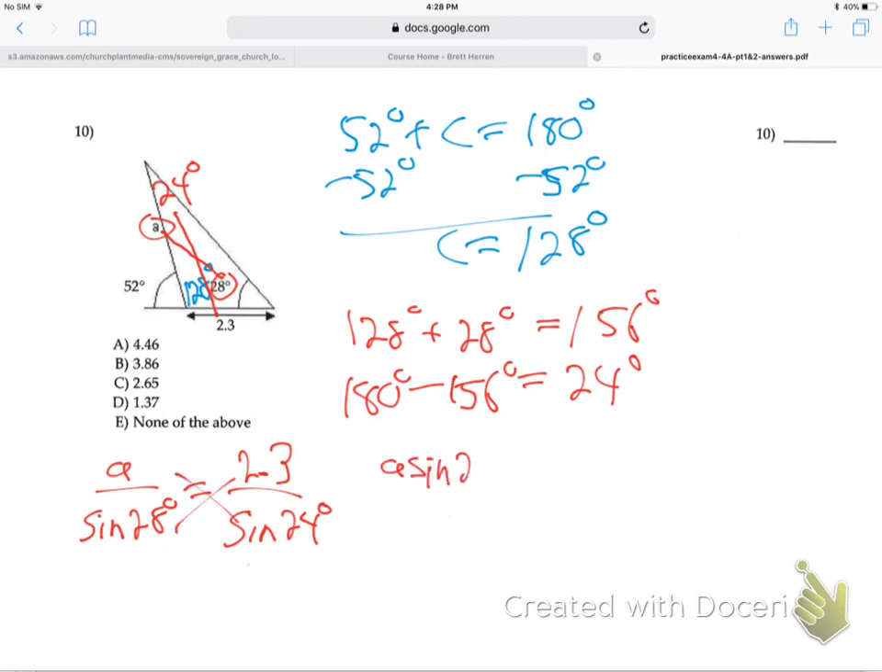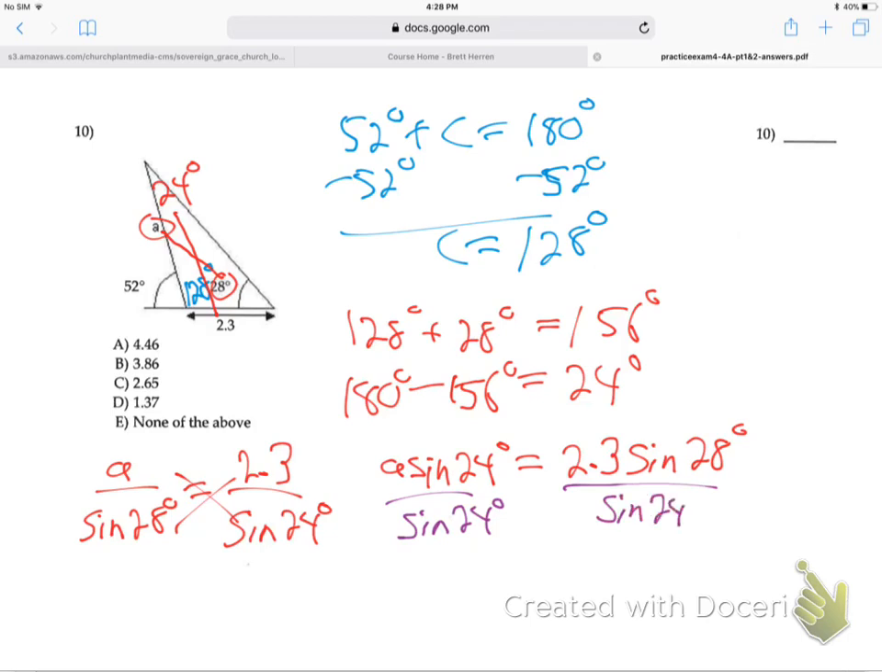A sine 24 degrees is 2.3 sine 28 degrees. Divide by the sine of 24 degrees. Little a equals, let's say 2.3 times sine 28 divided by sine 24. I'm getting 2.65. So there it is, answer C. All right, let's move on.